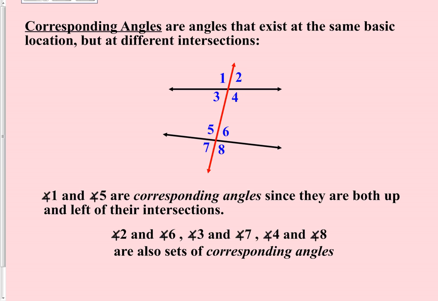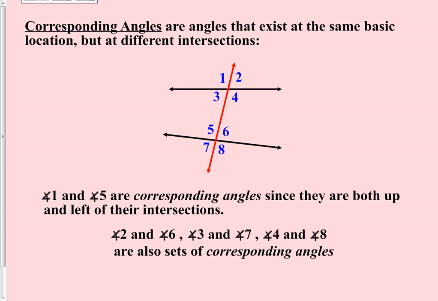Corresponding was a name that I told you back in the day. This was the one that people would struggle the most with, and y'all proved that to be true. Corresponding means they exist at the same basic location but at different intersections. So from this particular diagram we're looking at here, where again, we're not saying anything about their properties yet, we're just talking about their positioning.